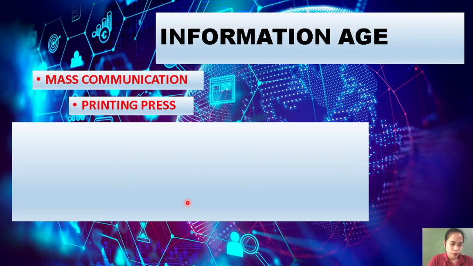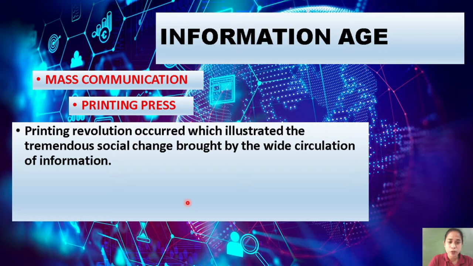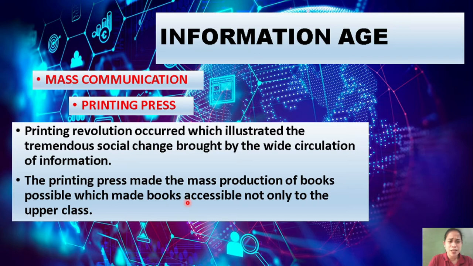With the rise of the printing press, the printing revolution occurred, which illustrated the tremendous social change brought by the wide circulation of information. The printing press made the mass production of books possible, which made books accessible not only to the upper class. As years progressed, calculations became involved in communication due to the rapid developments in the trade sector.